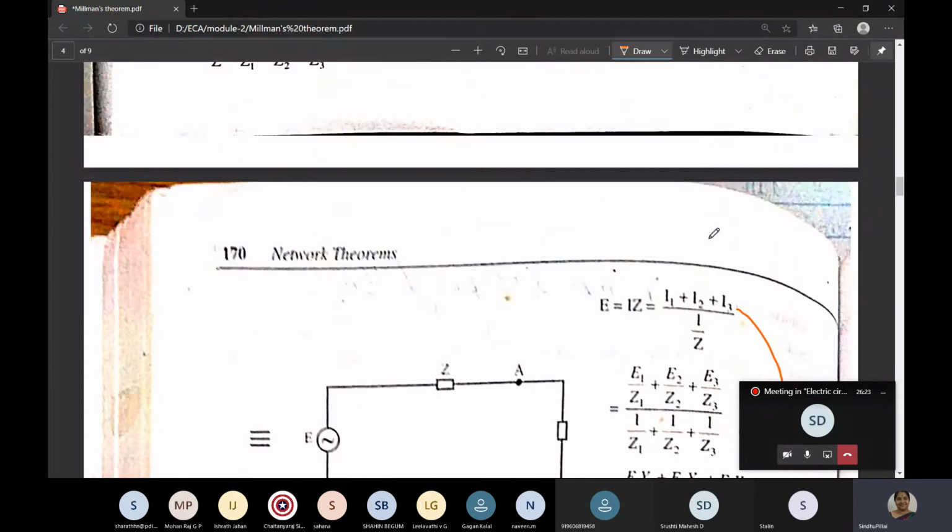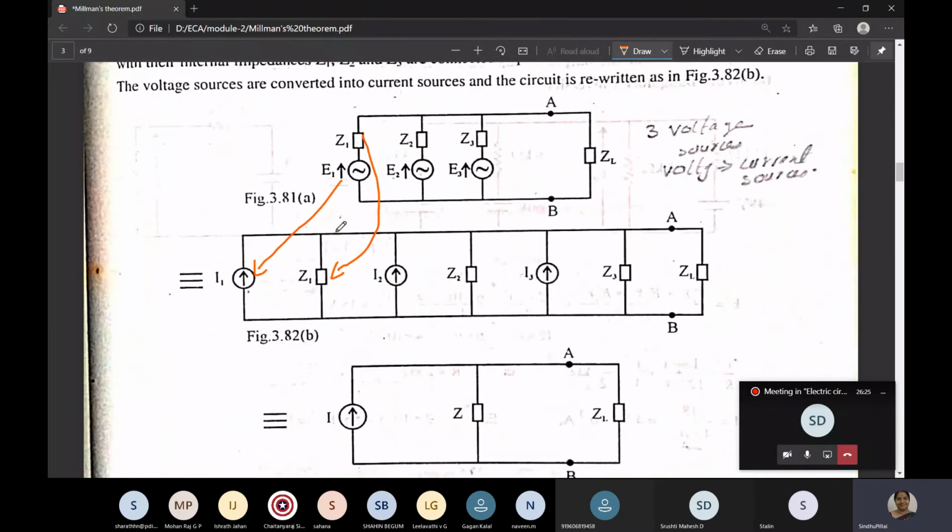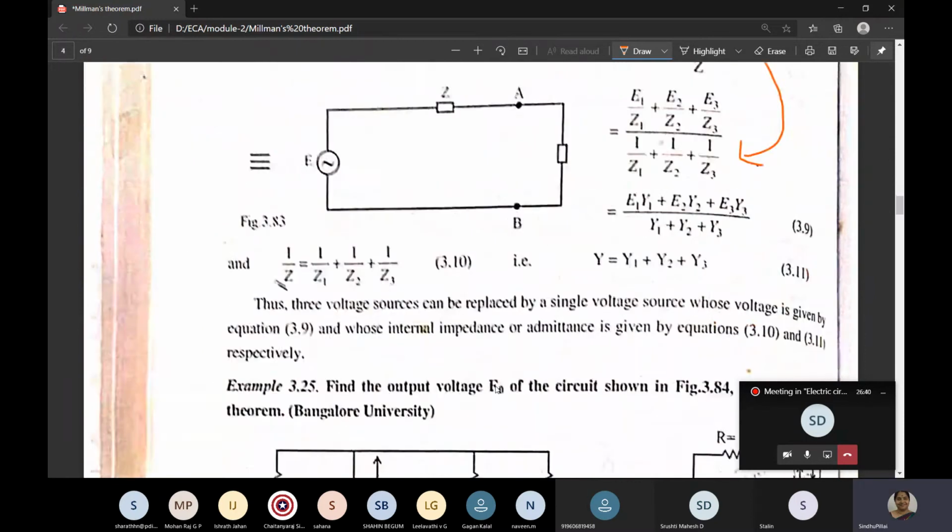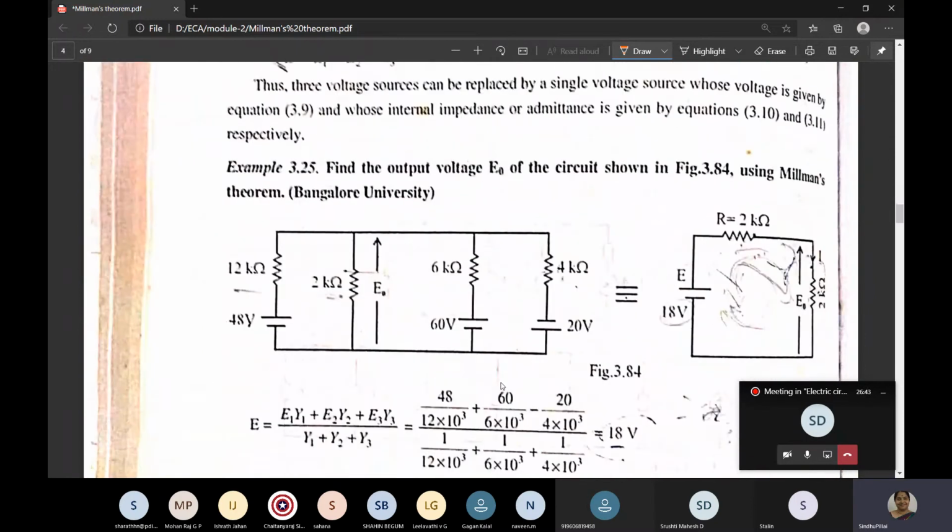The proof is that all the voltage sources are converted to current sources with parallel resistors, and many current sources are put into a single current source, and that is converted again to a voltage source. A source transformation is done in Millman's theorem. So we'll see one example today.